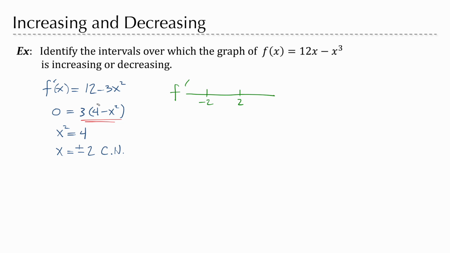4 minus 9 is negative, and negative times some number 3 is going to give me a negative value. So what I know is that the derivative is negative on this interval. So the slopes of this graph are negative on that interval. Now another easy number to pick here in the middle would be 0. And again, if I plug 0 in here, that's going to be 3 times 4.